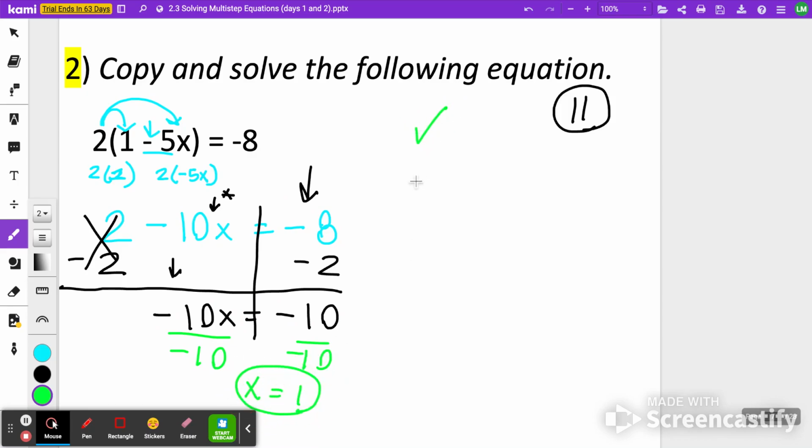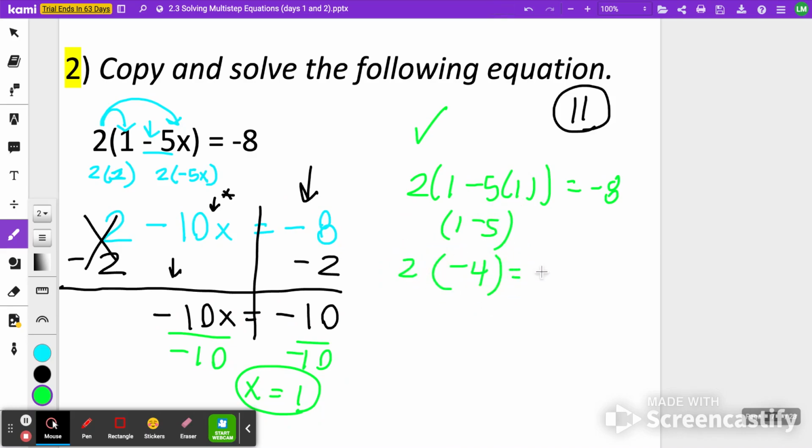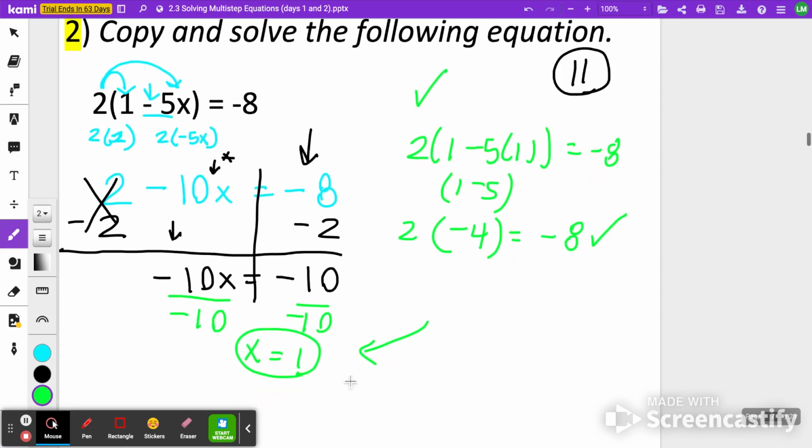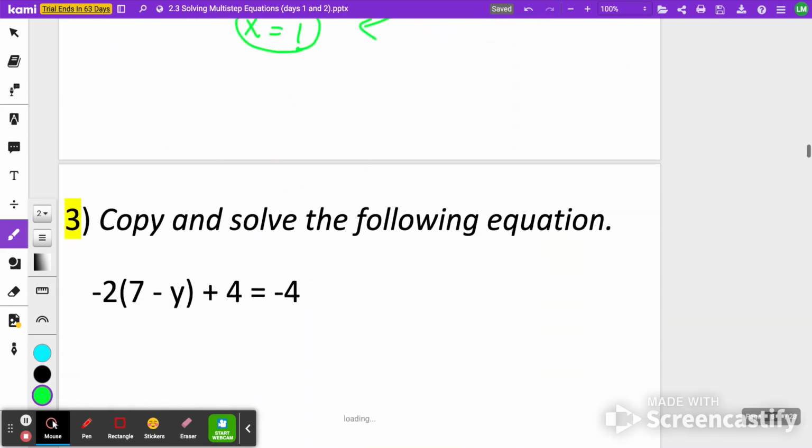So again, to check my work, I could come over here and write in where I see an x with the positive 1. Solving it using order of operations, negative 5 times 1 is negative 5, and 1 minus 5 is negative 4. Bring down everything else. Is 2 times negative 4 equal to negative 8? Yes, so I know that x equals 1 is my correct answer.